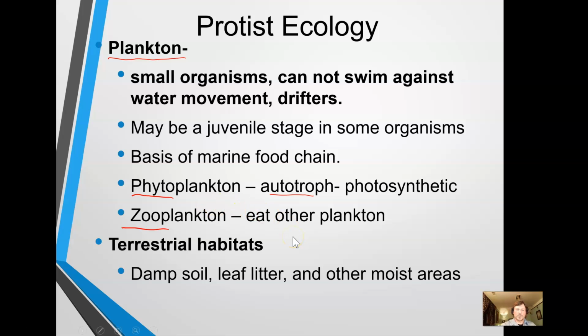We also see some protists on land, especially in wet soil. They also can be incorporated into guts. So what makes a termite able to eat wood is that in its gut it has all these protists that actually break down the wood, and then it eats the remains of the protists. And so they have lots of different habitats as well, but a lot of them are all focused on water.